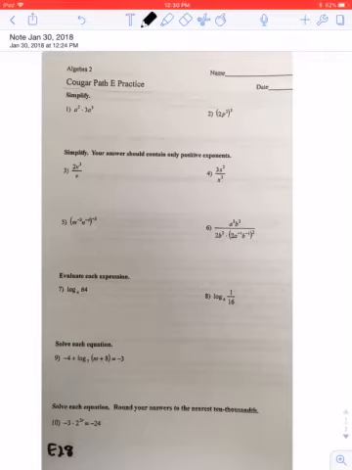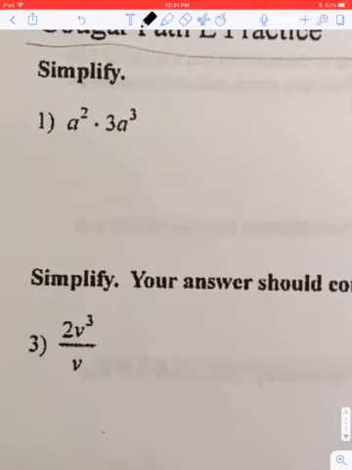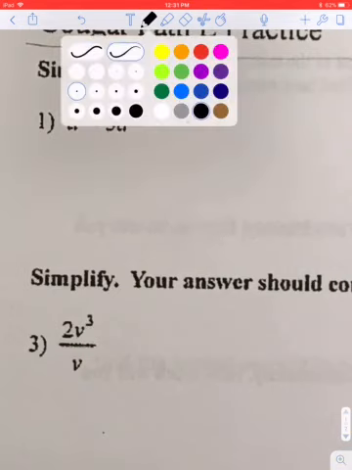Okay, so we're going to go through the first two practice problems on Cougar Path E practice, and both of these are exponent rules. So let's zoom in a little bit on number one. Problem number one, I see I have a to the second power, I have a to the third power, and I also have a constant, which is the number 3.